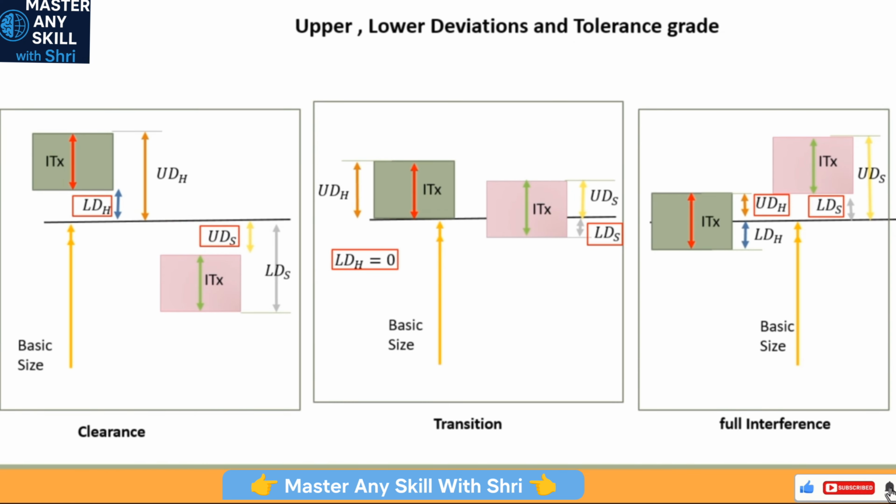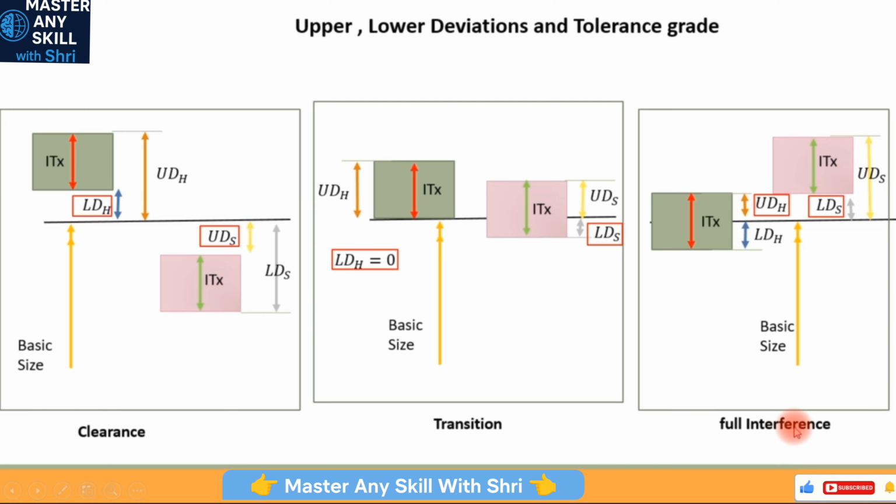Now if we apply the same idea for the transition and interference fits, we can see here the green tolerance zone for the hole and this one for the shaft. This is a transition fit because it is not purely clearance and not purely interference. Here LDH is equal to 0 because the lower limit is resting on the basic size. For the shaft, UDS and LDS are the smaller ones, and the fundamental deviation is LDS. In the case of the hole, the fundamental deviation is LDH, that is the lower deviation.